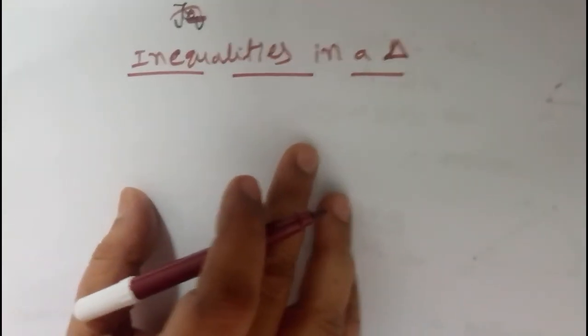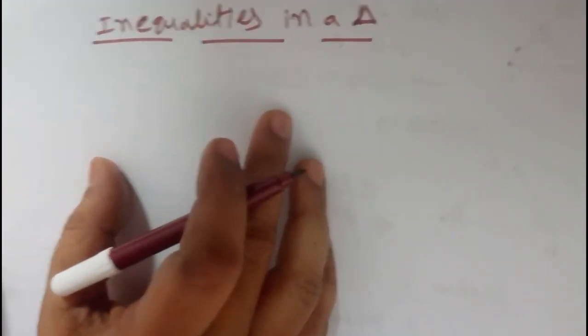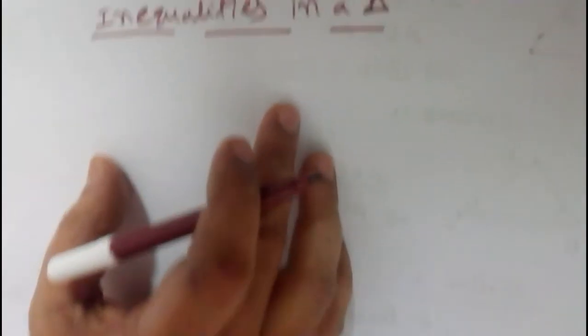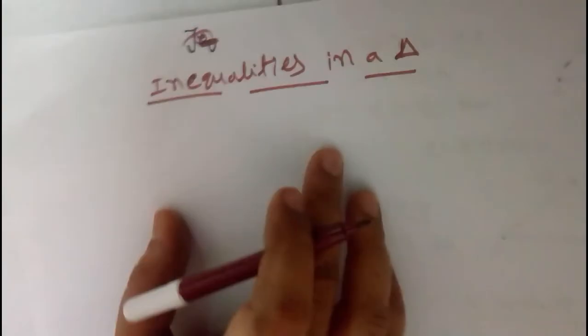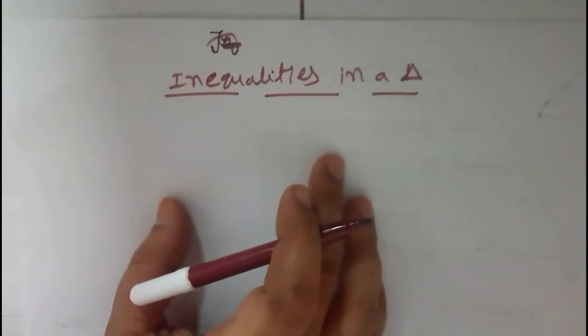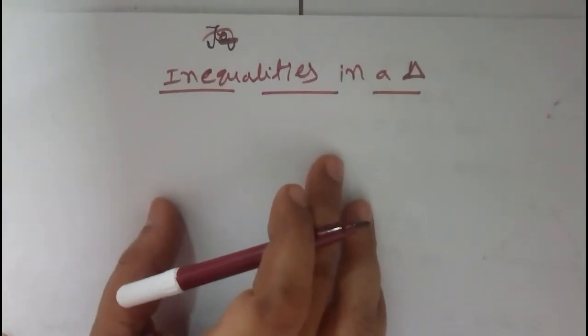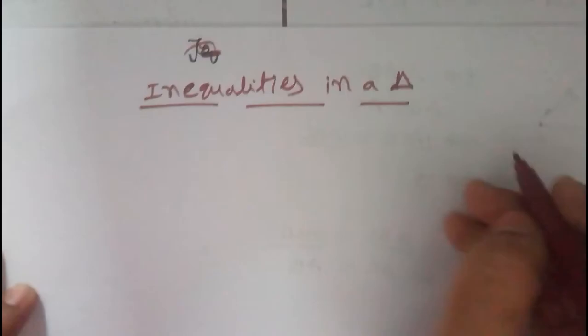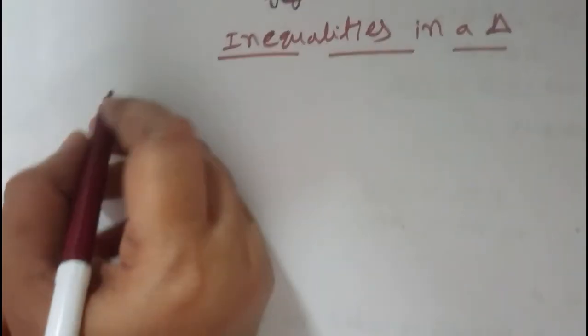What are the inequalities of triangle? The first inequality is, if two sides of a triangle are unequal, then the angle opposite to longer side is longer than the angle opposite to smaller side. We'll prove it theoretically.